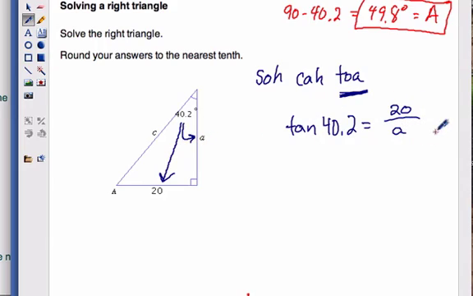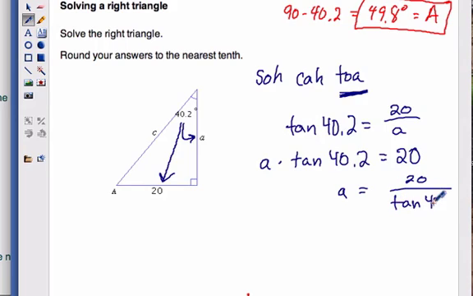Now I need to solve this equation for A, and A is in the denominator, so remember to do that. We multiply each side of the equation by A, and the A's will cancel out over here on the right, and that leaves me with 20. And so now to get A by itself, I'm going to divide both sides by the tangent of 40.2. And so I get 20 divided by tangent of 40.2. If you put that in your calculator, you get your approximate value for A, and we're going to round to the nearest tenth. Remember, that's the first digit to the right of the decimal. So this is going to end up rounding to 23.7.